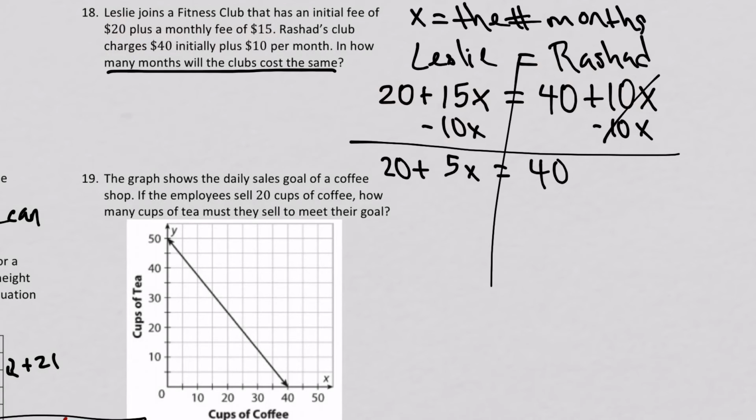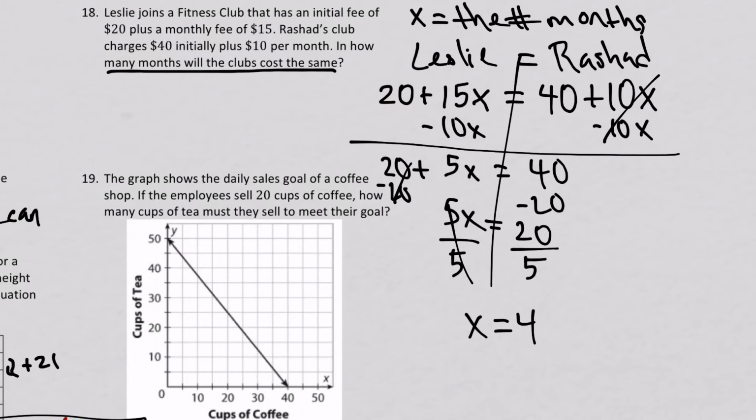Okay. Now what I'm going to need to do is isolate the x. So if I want to isolate the x here, I need to get rid of the 20 and then divide by 5. So first get rid of 20 by subtracting it. All right, we're using inverse operations here. Leaves me with 5x equals 20. And finally, I'm going to divide by 5 on both sides, and that'll leave me with x equals 4. So in how many months will the clubs cost the same? In 4 months.